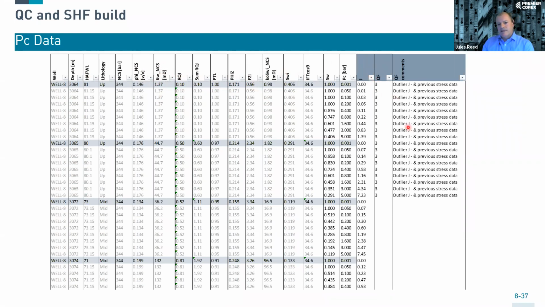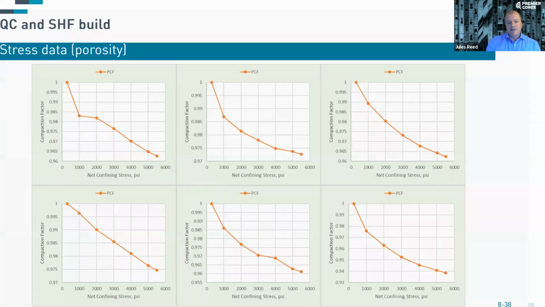But what you'll notice is there are a number of samples I've shown as outliers. I've given it the QF, which stands for quality flag. So I tend to set up data in three categories. 1 is good, 2 is questionable, and 3, don't use it. So these are data I wouldn't be using. And what I've done is put comments here. It's an outlier as a J, and it's also an outlier from previous stress data. So this is the process that we go through.